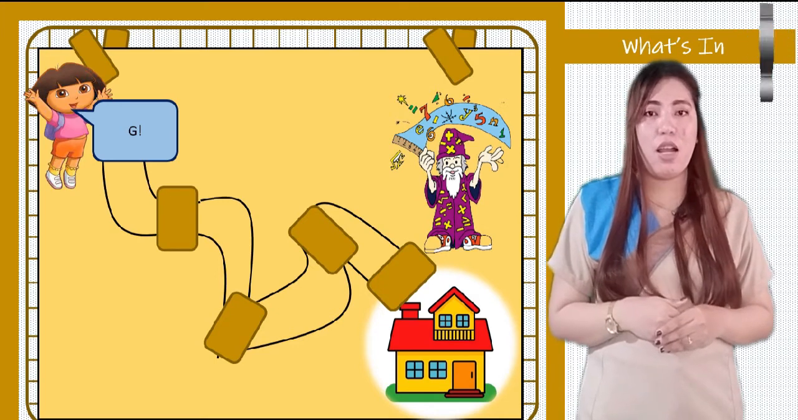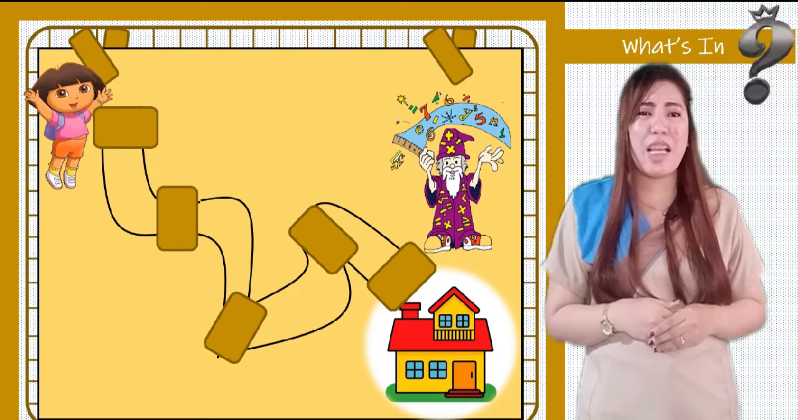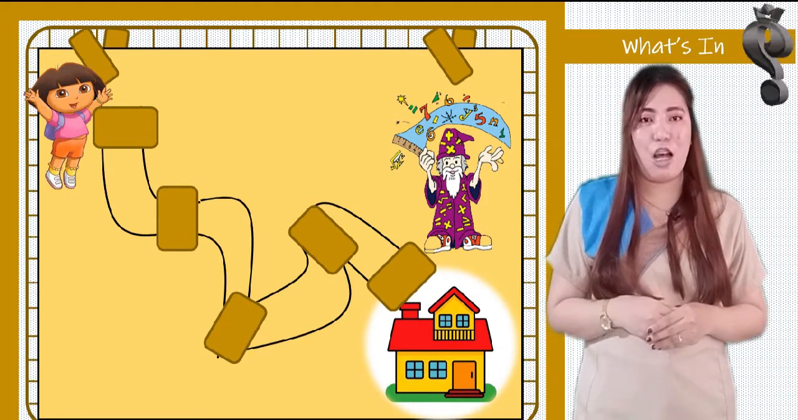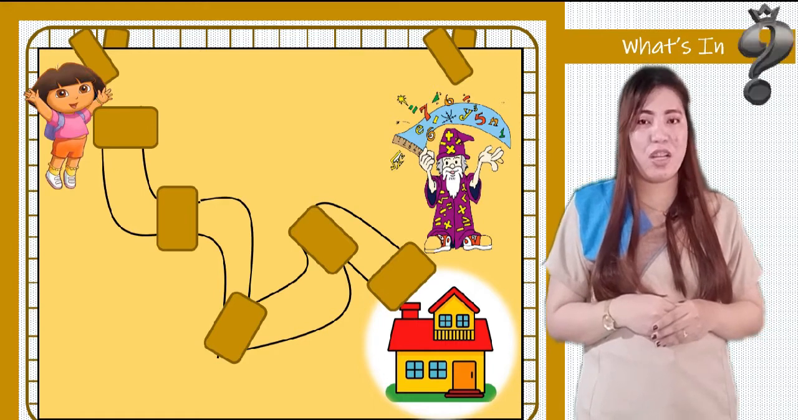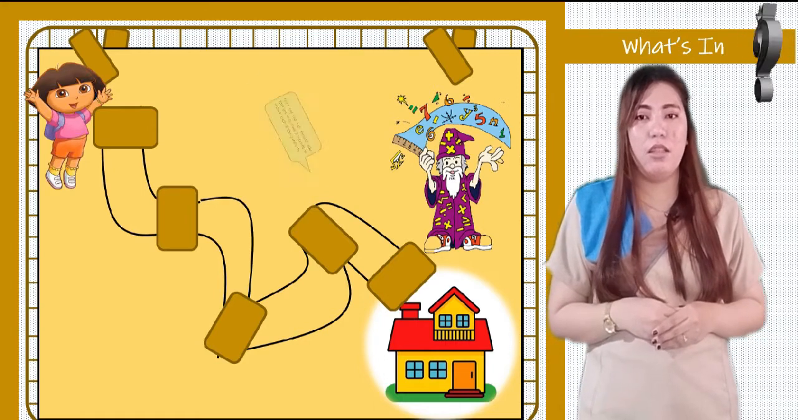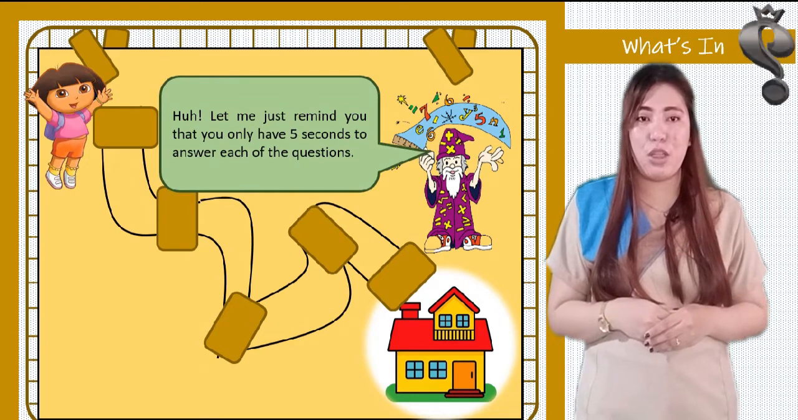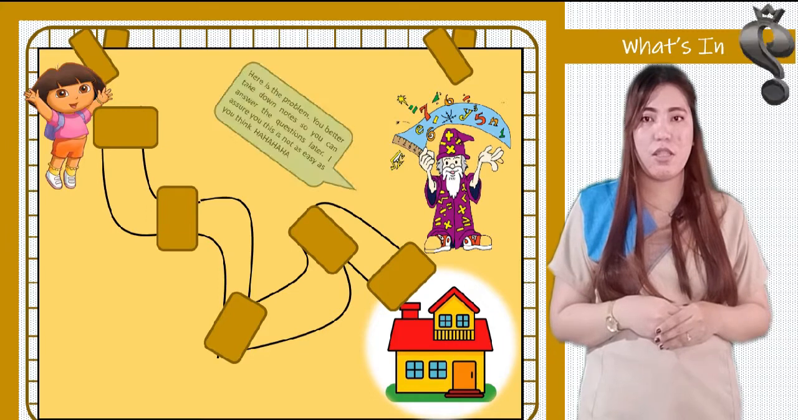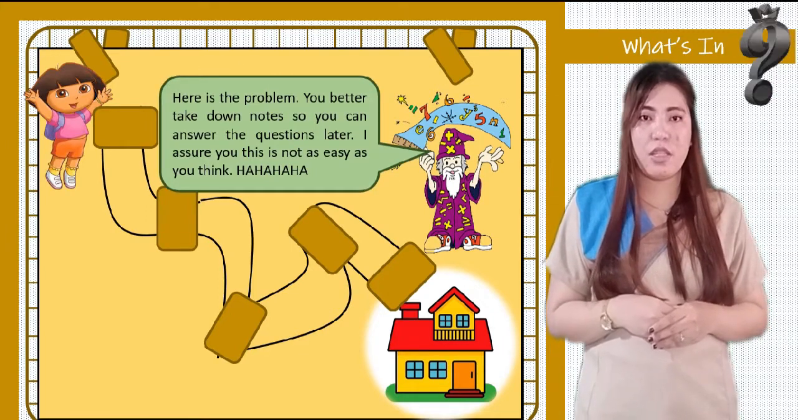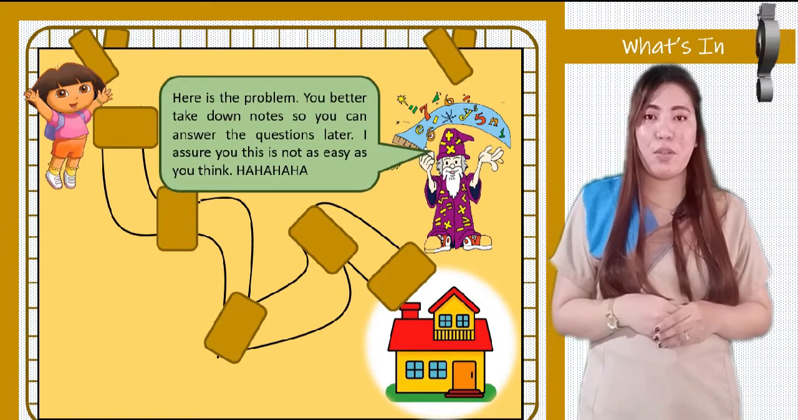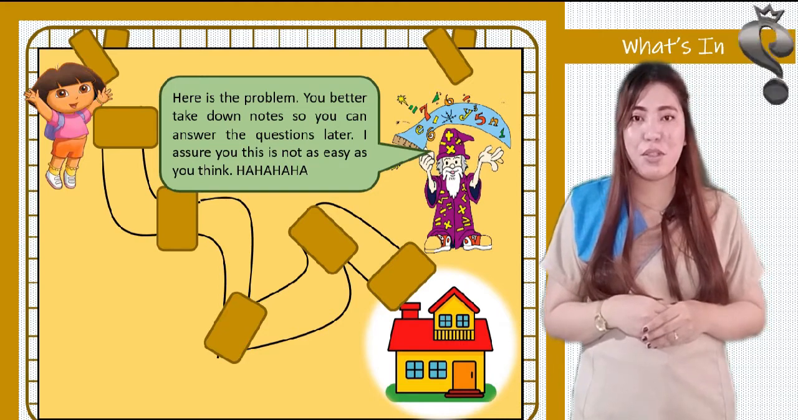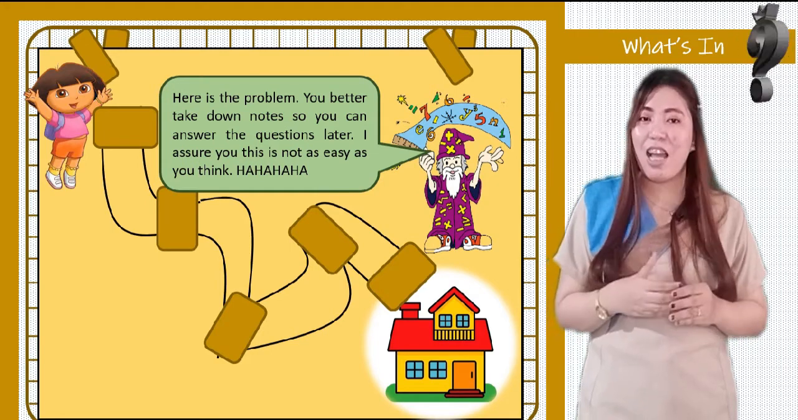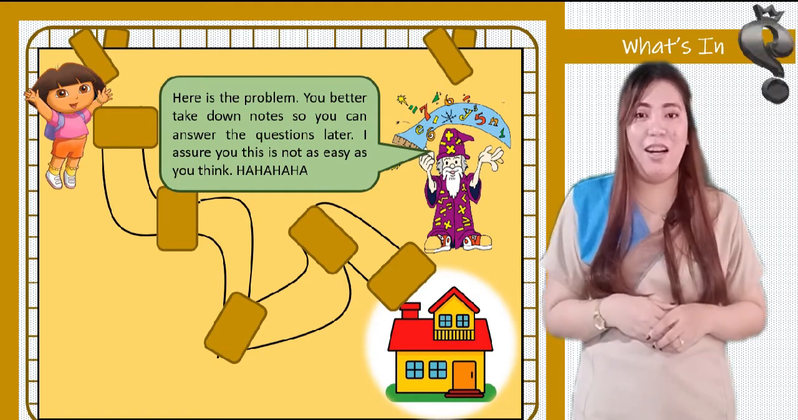Dora is a strong and smart child, but she can't do it alone. She needs us. Let us help Dora in answering the questions later. Let me just remind you that you only have 5 seconds to answer each of the questions. Here is the problem. You better take down notes so you can answer the questions later. I assure you, this is not as easy as you think.